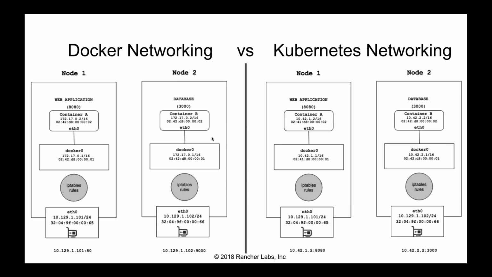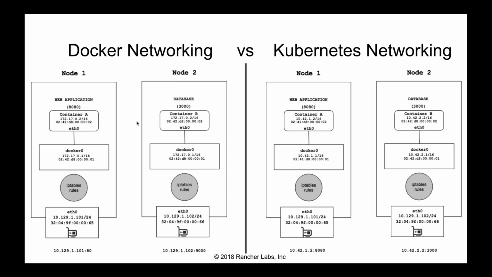So here I have a slide which is talking about the differences between Docker versus Kubernetes. Let me break this down. If we start on the left hand side of the screen, I've got two nodes which are running Docker, and on node 1 we can see there is a Docker 0 bridge, and we can see the IP address for that, and there is a container A. For this example, I have a web application running inside container A, and it's providing the web service on port 8080, and we can see the Docker IP address as well, 172.17.0.2.